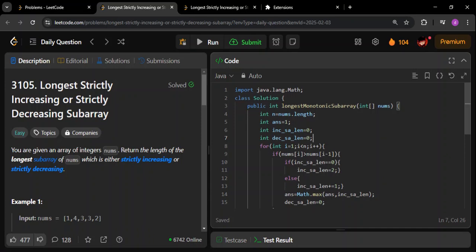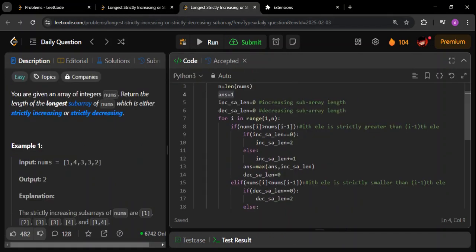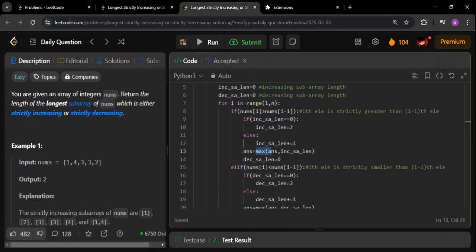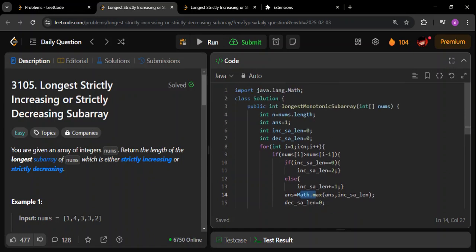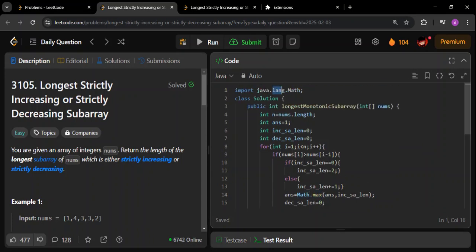So in Java also, if you see the solution, it is exactly the same. The only difference that I can tell you from my experience is this part. In Python, I can simply use the max function and compile it. But for Java, you have to import a library, which is java.lang.Math. This one you have to import. And remember, the max function is basically a static function. So to use a static function, you always have to call it with a class. Math is the class, so I'm writing java.lang.Math.